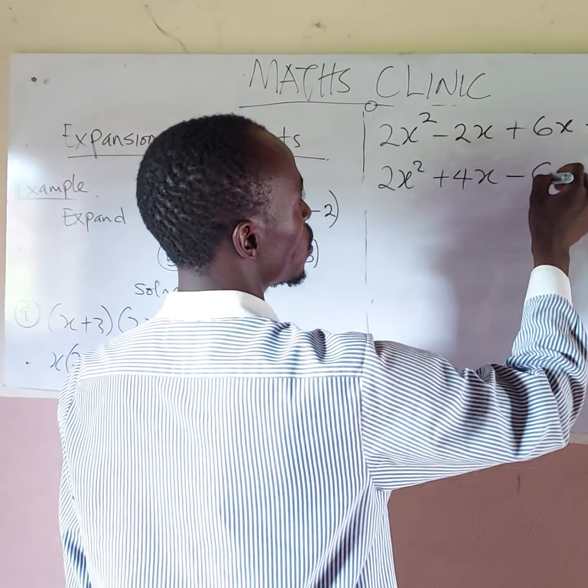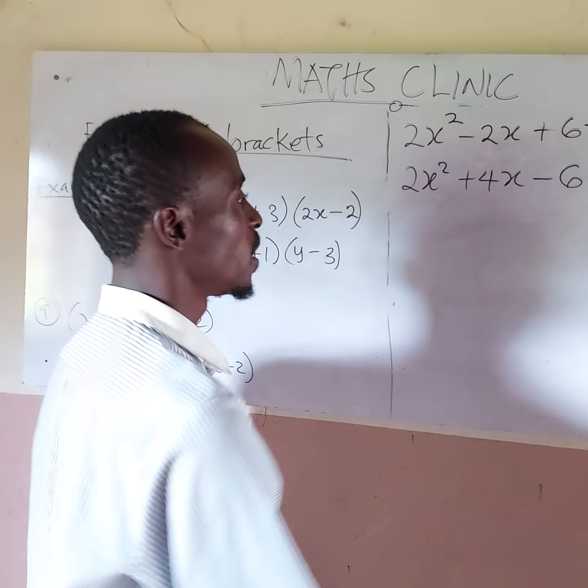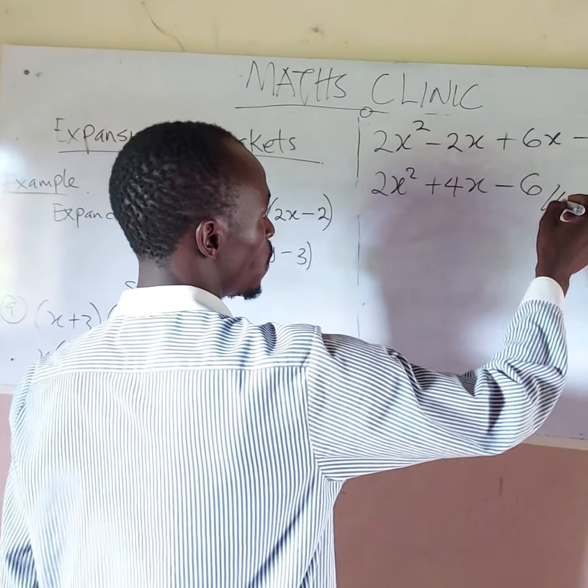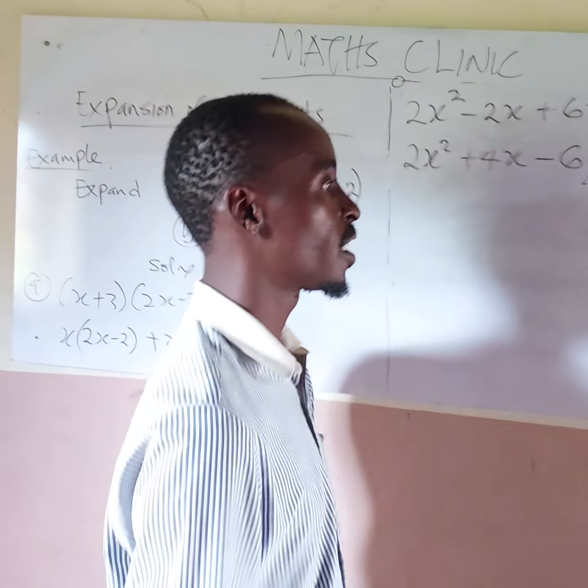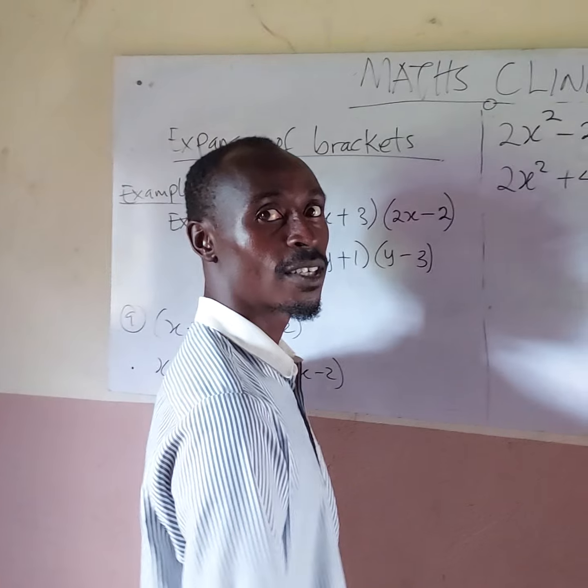And then you have minus 6. That's the only number. There's nothing to collect. This will now become your final answer. This is a quadratic equation. One of these days we'll look at quadratic equation.